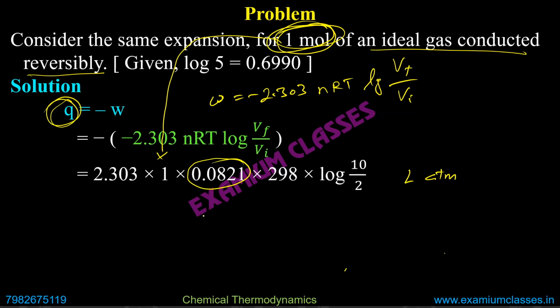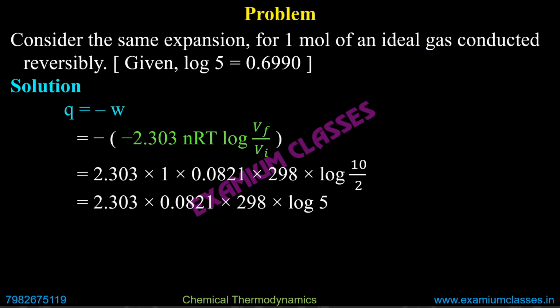If we use this value. If we use 0.0831, it will be liter bar in that case. If we use 8.314, then it will be joules. So depending on what unit you want as the result, you need to take the value of R accordingly.